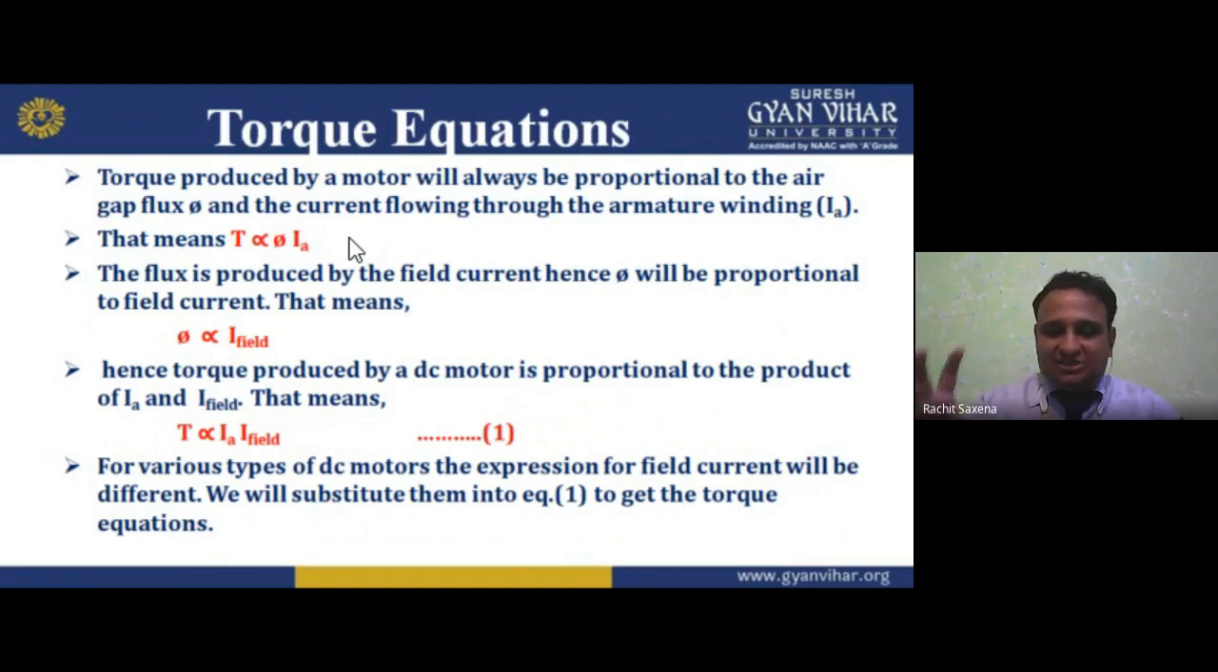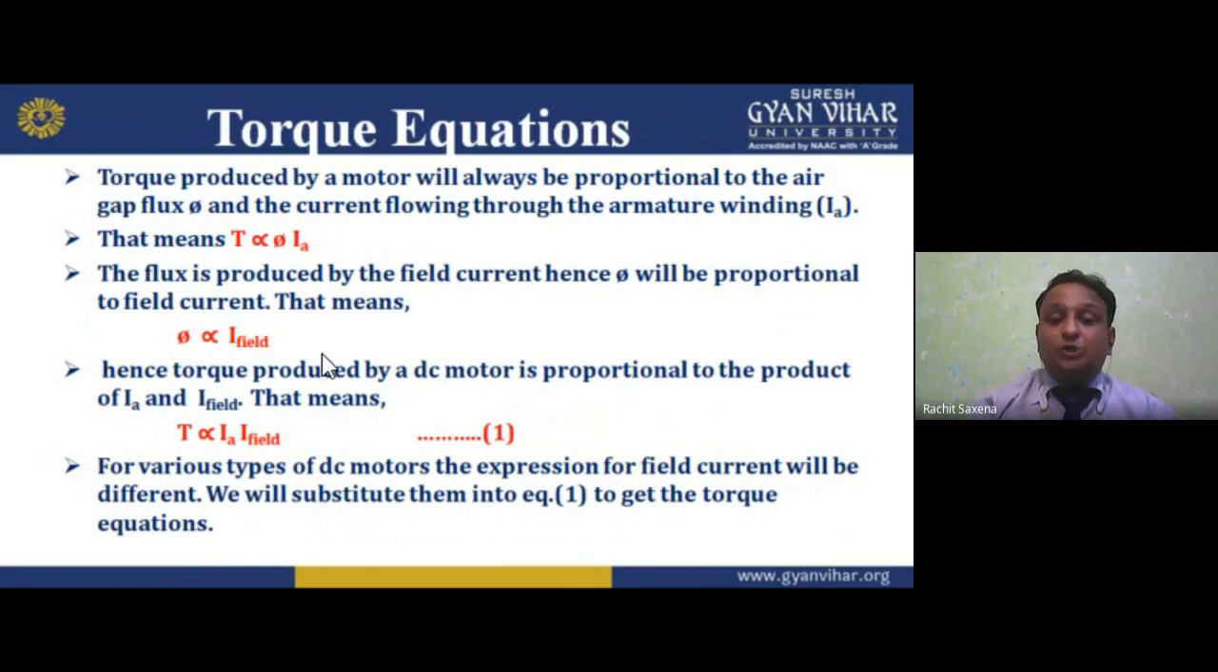Obviously, if flux is produced, now what happens? See, Biot-Savart law. As per the Biot-Savart law, if I am flowing a current in a coil, then at the surrounding of that coil we find a magnetic field, and we can say phi is proportional to I. The same nature of flux we are getting, because it is proportional. If I am talking about the field, so I am talking about the magnetic field. So phi is proportional to which current? I field, means IF, field current. I hope you understand by this.